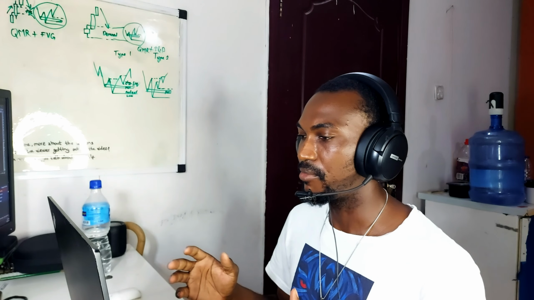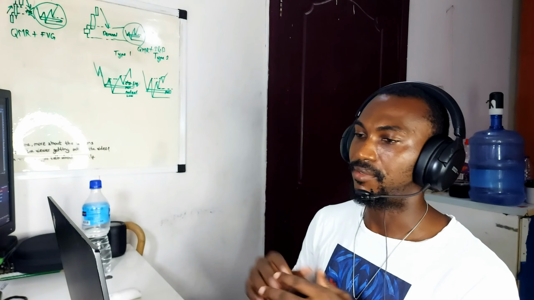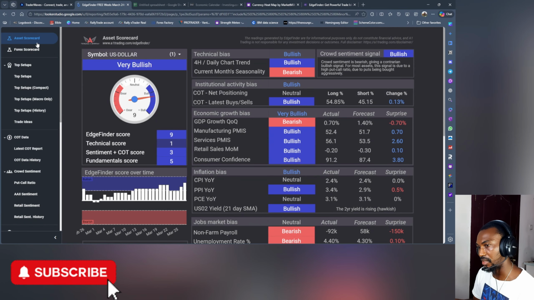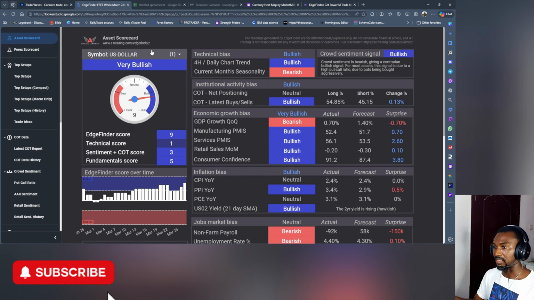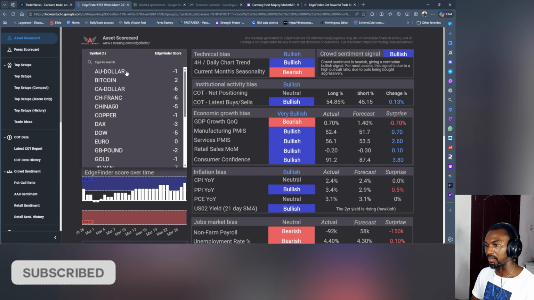So from the last time I had reviewed this tool, it has had major changes. In fact, matter of fact, it has had way more development than ever anticipated. Let's start with the asset scorecard. The asset scorecard shows you everything regarding the selected market. You can select the market from here.